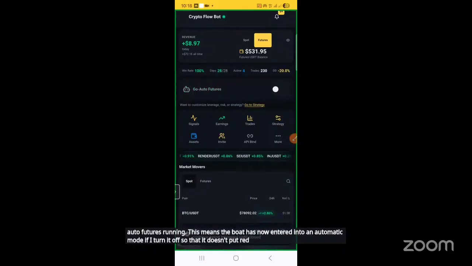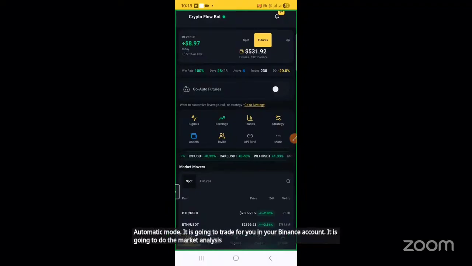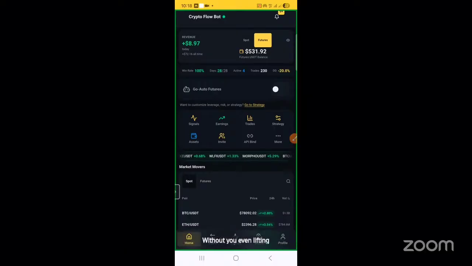It has entered into automatic mode. It is going to trade for you in your Binance account. It is going to do the market analysis for you in your Binance account. After it does the market analysis, it gets the best coins to trade for you. It enters those coins for you without you doing anything, without you even lifting a finger.